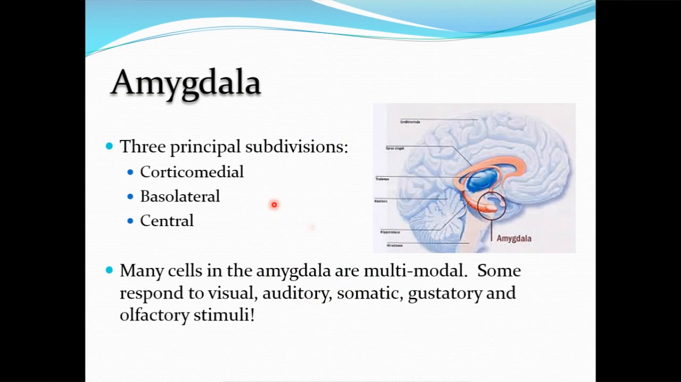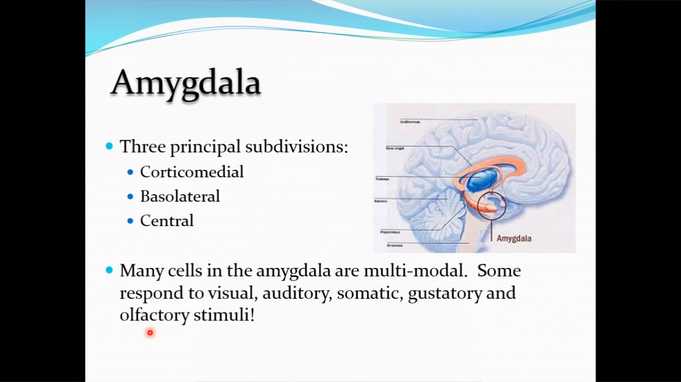And you will read that there are 3 main subdivisions of the amygdala. Now, when you think of amygdala, you must think of emotion. It is the fear center of our brains. You get the corticomedial, the basolateral, and the central part of the amygdala. Many cells in the amygdala are multimodal. Some respond to visual, auditory, somatic, gustatory, and olfactory stimuli.